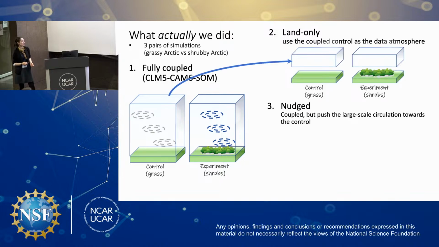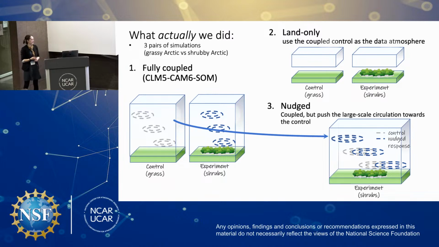For the land-only simulation, in order to make sure they have the same base state climate when we're comparing them, we're using atmospheric data that comes from the coupled control simulation, so it has the same default climate. Then we're forcing the land-only model with its grass, and then forcing the land-only model when it has shrubs. But in this case, the shrubs can't feed back on anything that's going on in the atmosphere.